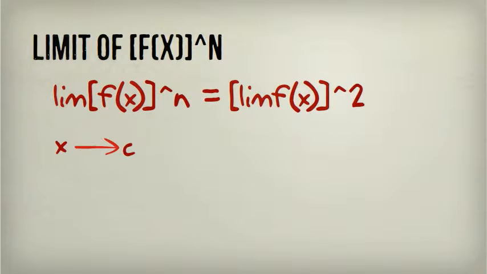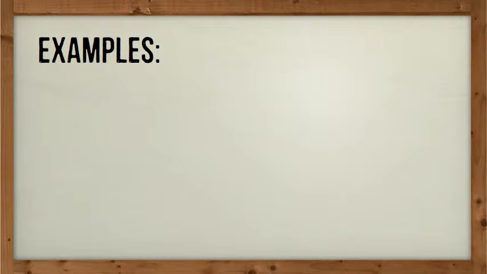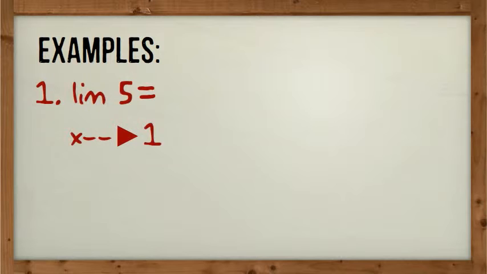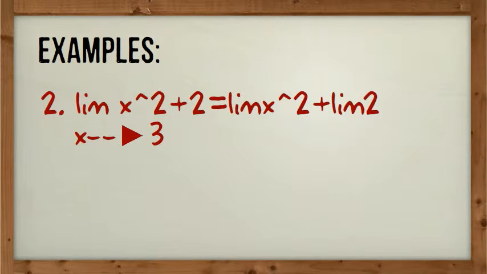Lastly, the limit of the nth root of f of x, where the limit of the function is equal to the function and c is substituted to x. Now, let's try to answer the examples. First, what is the limit of 5 where x approaches 1? The answer is 5. What is the limit of x squared plus 2 where x approaches 3?